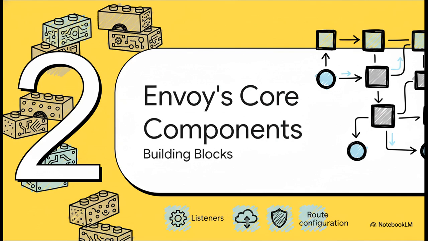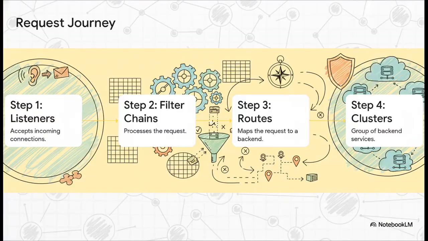If you can get your head around these 4 building blocks, you'll understand the entire philosophy of how Envoy handles traffic. Just think of these 4 things as the journey every single request takes. It starts with a listener, then it gets processed by a filter chain, it finds its destination from a route, and it finally lands at a cluster. Listener, filter chain, route, cluster. Let's look at each one.